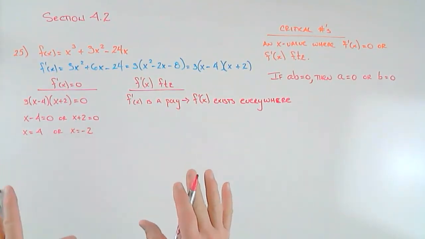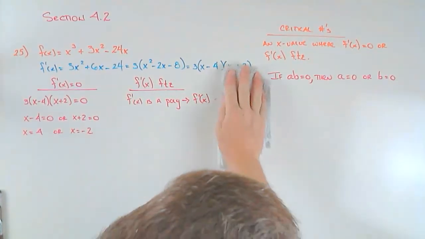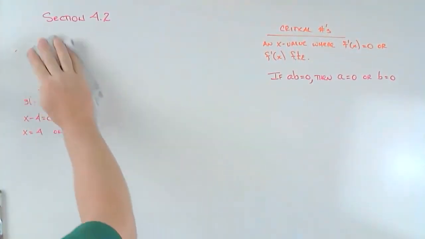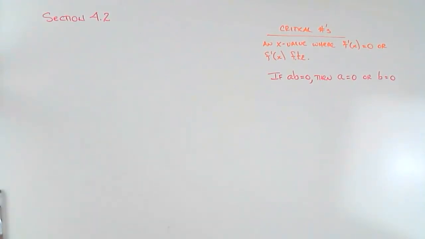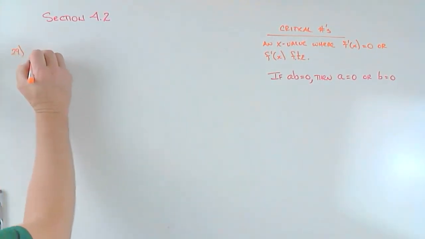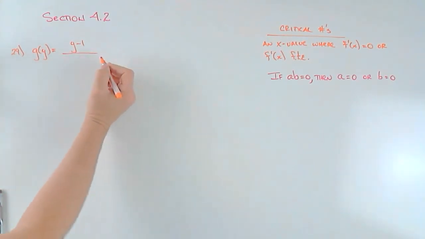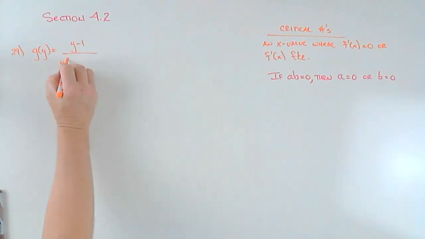Now, these are the steps we're going to use every time we look for critical numbers. Let's do another one. That was number 25. So let's take a look at problem 29. Let's erase this here. I'll leave these definitions up here just in case we need them again. Problem 29 gives us a quotient, right? 29 says g of y is equal to y minus 1 divided by y squared minus y plus 1.